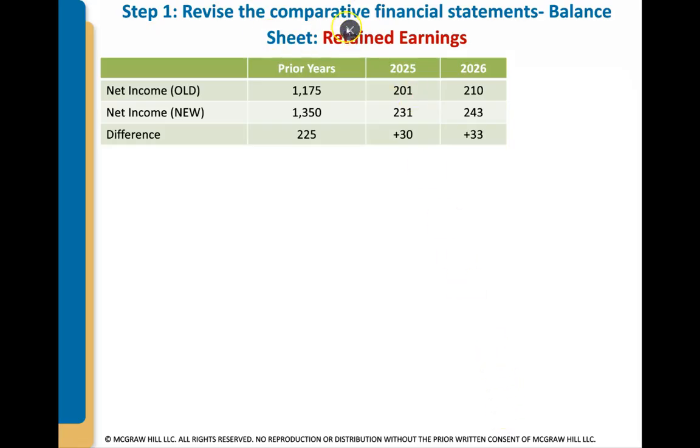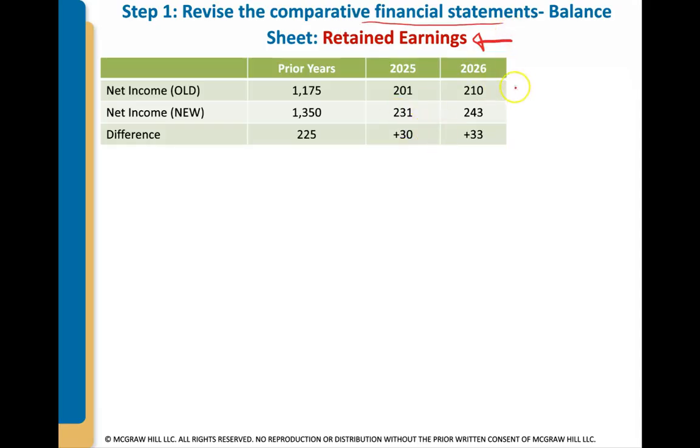We're still in step one, revise the comparative financial statements. We just saw how we're going to revise our income statement, and now we're going to focus on our balance sheet accounts, which accounts are affected and what their balance is going to be on the comparative financial statements. The first account we're going to focus on is retained earnings. And why does retained earnings change? If our net income has changed and net income flows into retained earnings, then our retained earnings will have changed.